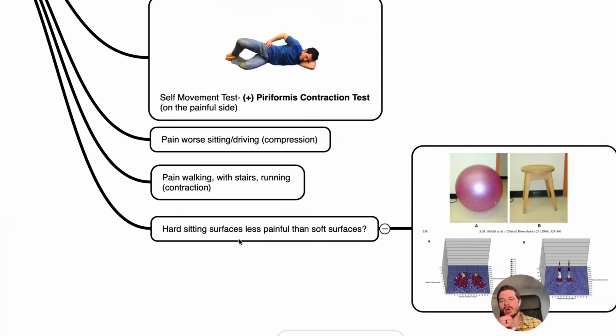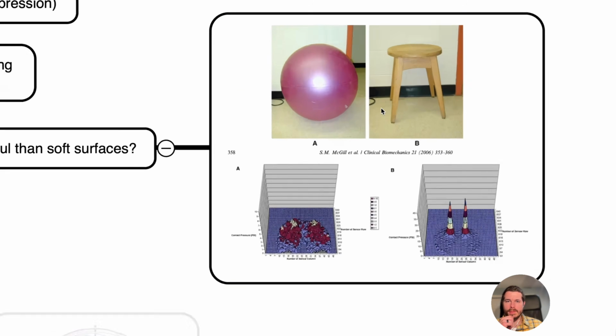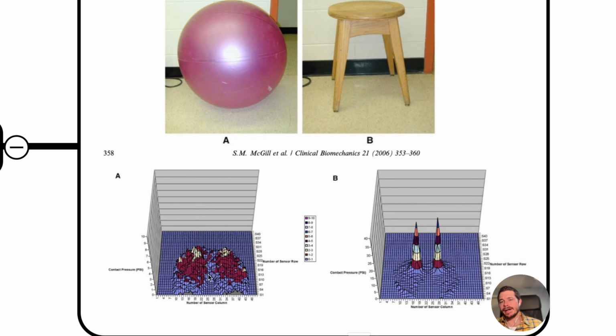And oftentimes sitting on hard surfaces, believe it or not, is less painful than soft surfaces. Why? Research by McGill and some others basically compared the distribution of pressure when sitting on a soft surface like a ball compared to a hard surface. And what they found is that when you're sitting on a hard surface, almost all the point contact pressure is on your sits bone, your buttock bone, and the piriformis doesn't connect to the buttock bone. It's more in the soft tissue, and you can see when you sit on a softer surface, it distributes the pressure of sitting to other areas of the buttock, including the piriformis.